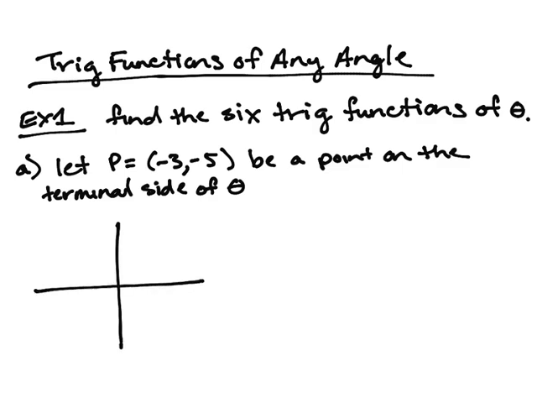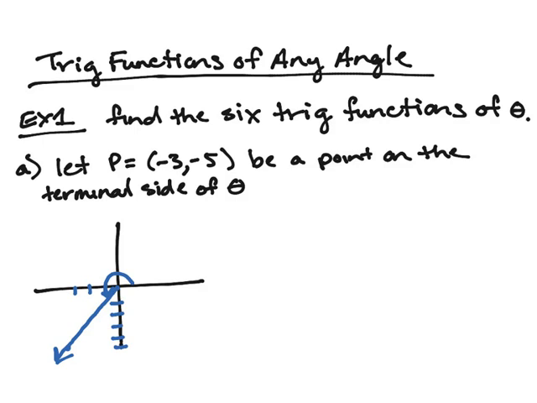Okay, so I have an angle where the terminal side goes through the point -3, -5. So -3 would go 1, 2, 3, and -5 would go 1, 2, 3, 4, 5. So if I plot that point, there's the terminal side of my angle. And theta is that entire angle there.